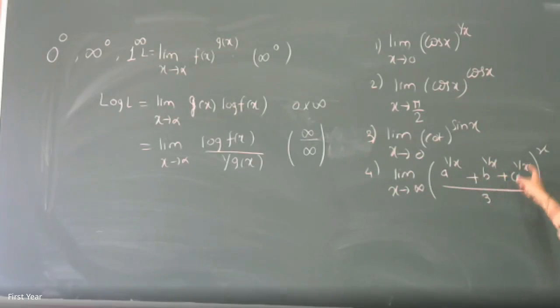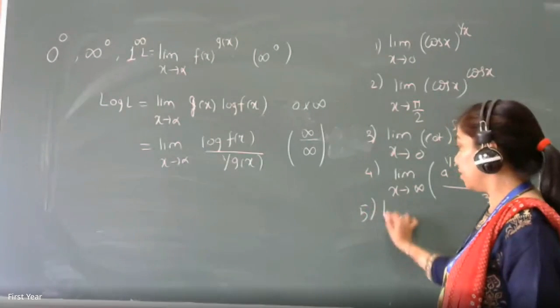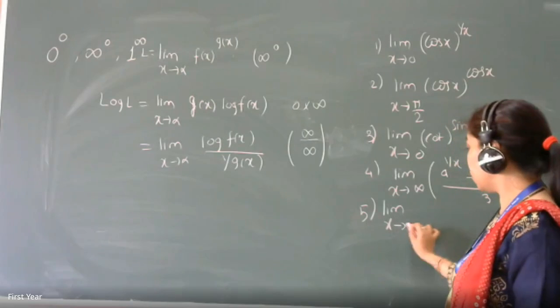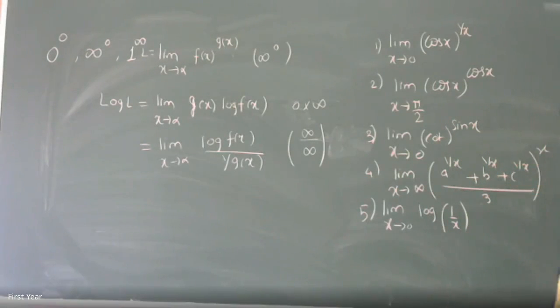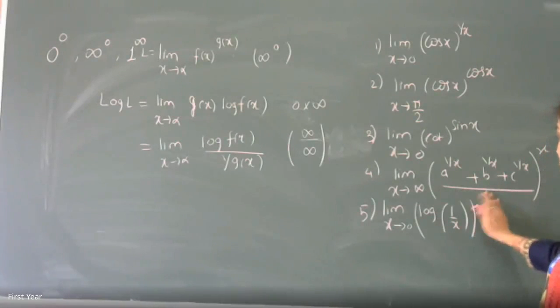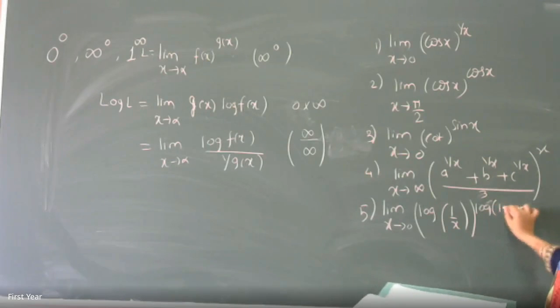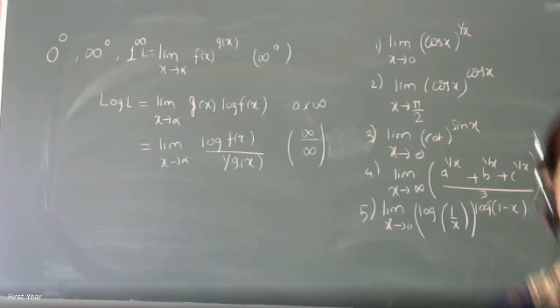Yes, ma'am. Limit as x goes to infinity, (a raised to 1 by x plus b raised to 1 by x plus c raised to 1 by x upon 3) whole raised to x. Then one more I'll give you. Fifth one: limit as x goes to 0, (log of 1 by x) the whole raised to log of 1 minus x. So these are the examples that we will see.